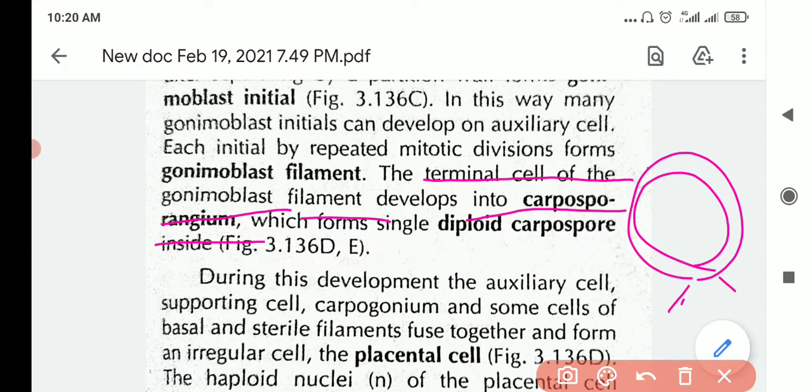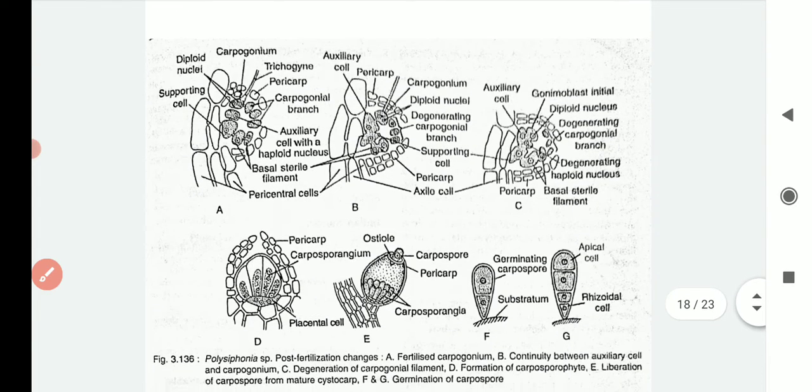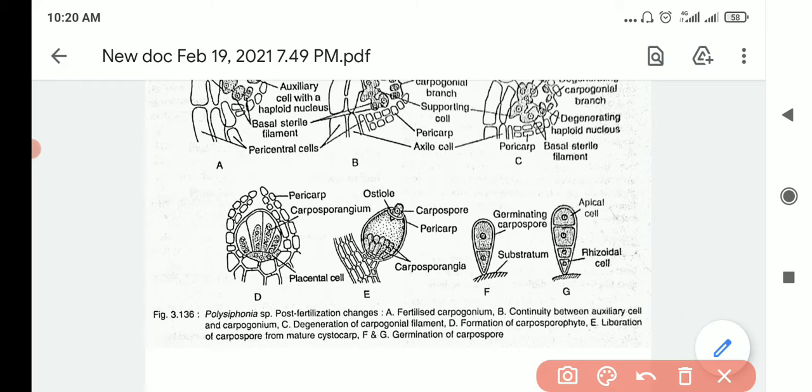It's like a balloon, remember? Sporangium of Lycopodium, right? So then we will get this balloon-like structure called the carposporangium, which will contain the spores, no? Carposporangium will develop from this gonimoblast filament. Okay, now let's look at carposporangium.